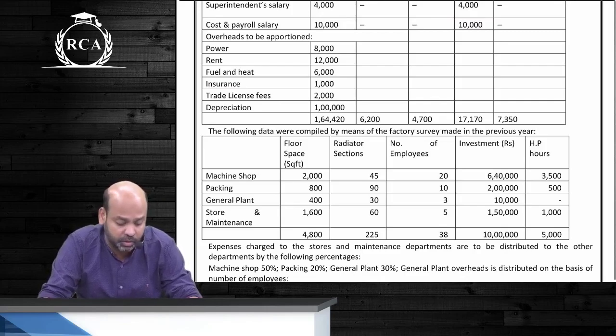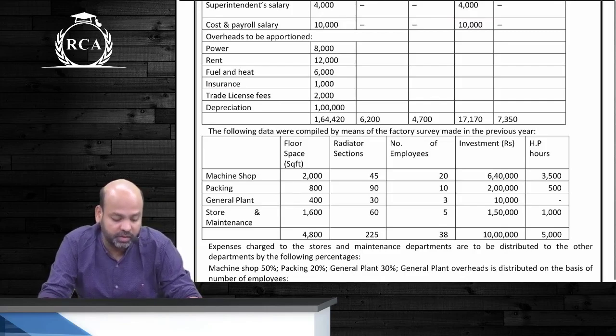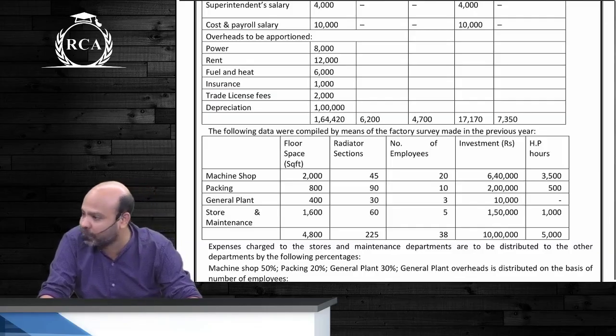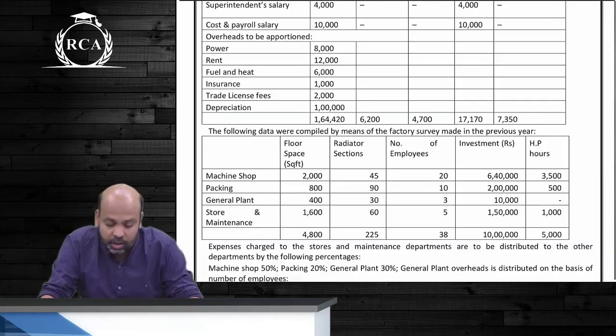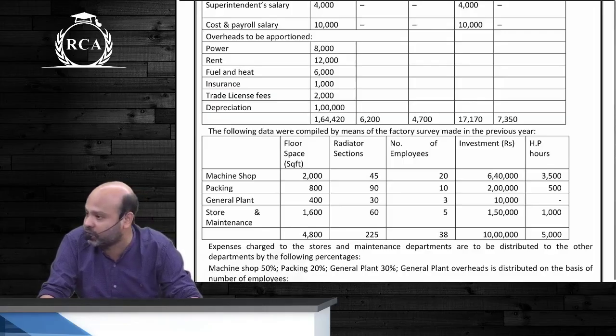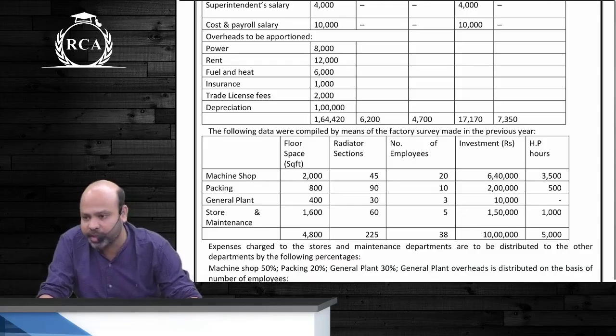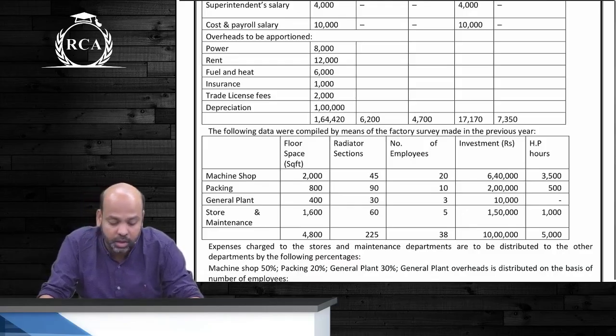First is power cost. On what basis, guys, are we going to allocate power cost? Horsepower hours are already given, which is already a product of horsepower multiplied by number of hours. Then, guys, rent is given. On what basis are we going to allocate rent? Floor space. Fuel and heat will now be allocated on the basis of radiator sections. Power and fuel and heat are given separately, beta. They've given us 2 separate bases also. Are we clear?